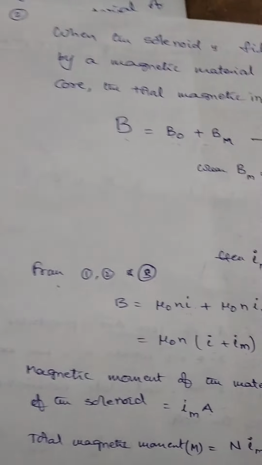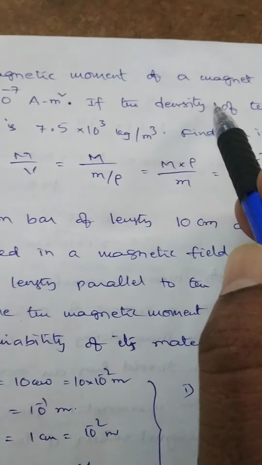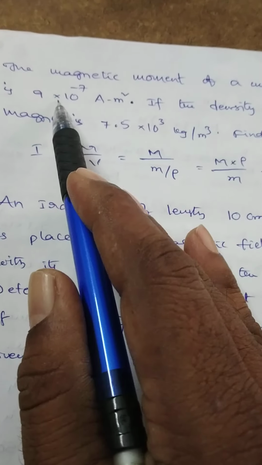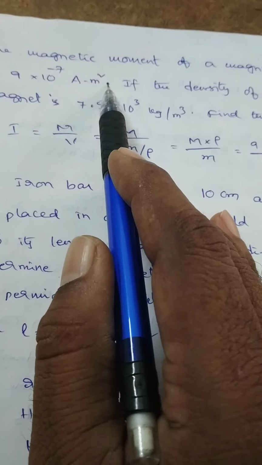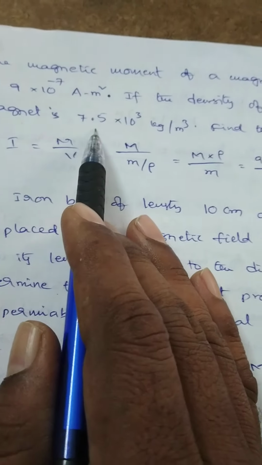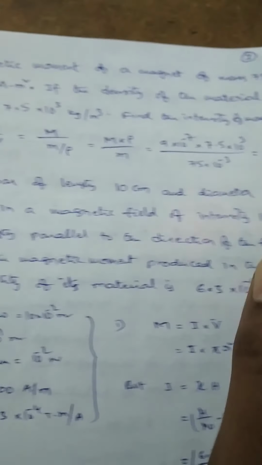Next one, second example. The magnetic moment of a magnet having mass 75 grams is 9 into 10 power minus 7 ampere meter square. Density of the material of the magnet is 7.5 into 10 cube kilogram per meter cube. Find the intensity of magnetization.